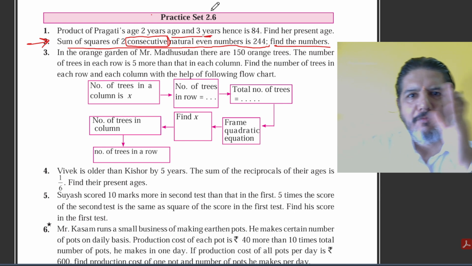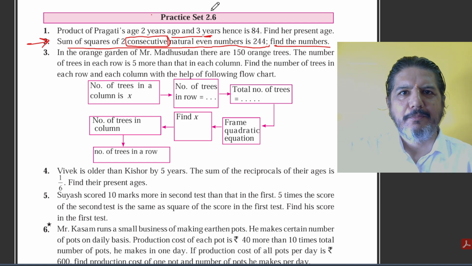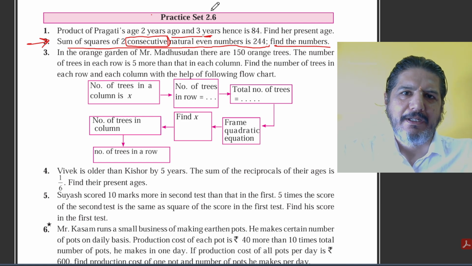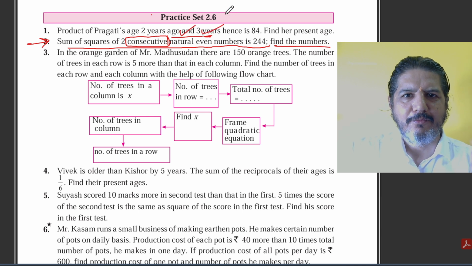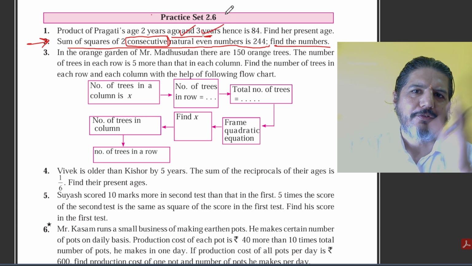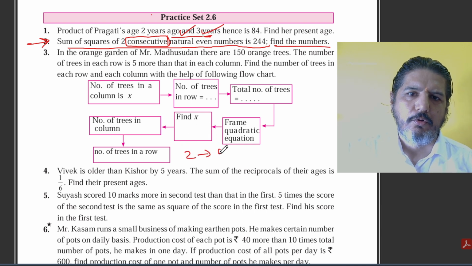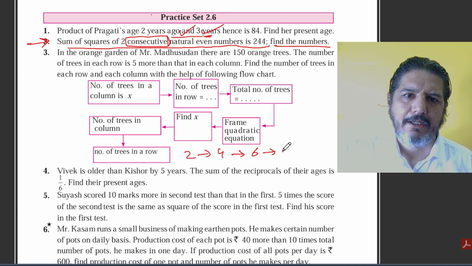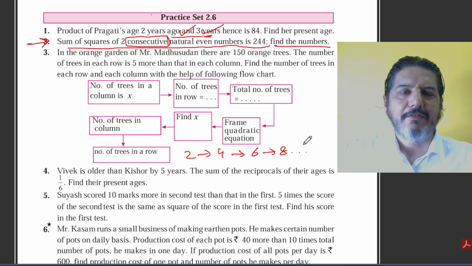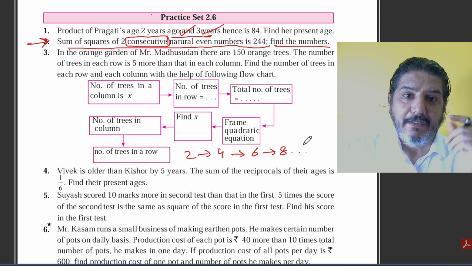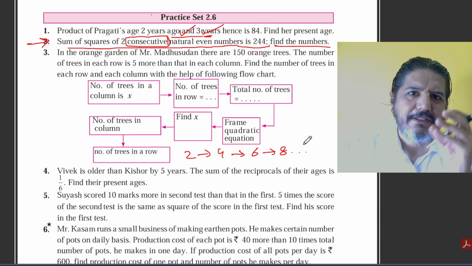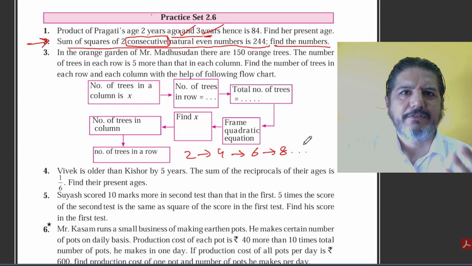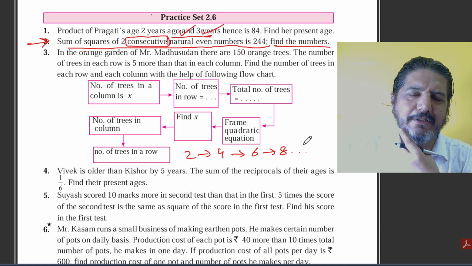Natural numbers start from 1, 2, 3, 4, 5, 6, 7, 8. Even numbers are 2, 4, 6, 8, 10, etc. So this is the first word we need to understand. This is the second word that we need to understand. Consecutive implies one after another. So for example, 2, 4, 6, 8. So these are consecutive even numbers. So consecutive, natural, even. These are the three things that we need to understand before we even start the question.